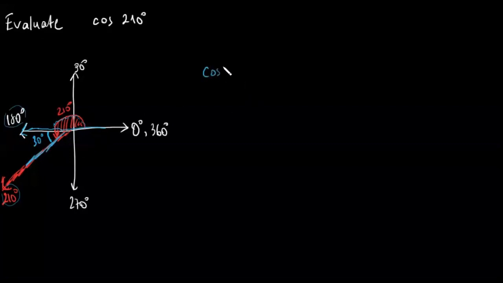Okay, so cosine of 210 degrees is equal to, the first thing we are going to write is positive or negative. In the third quadrant, cosine is positive or negative? Negative. In the third quadrant, cosine is negative. Negative cosine of, and the reference angle. What is the reference angle? 30.